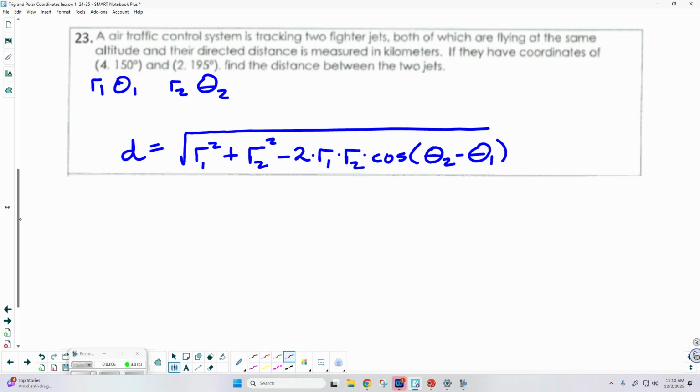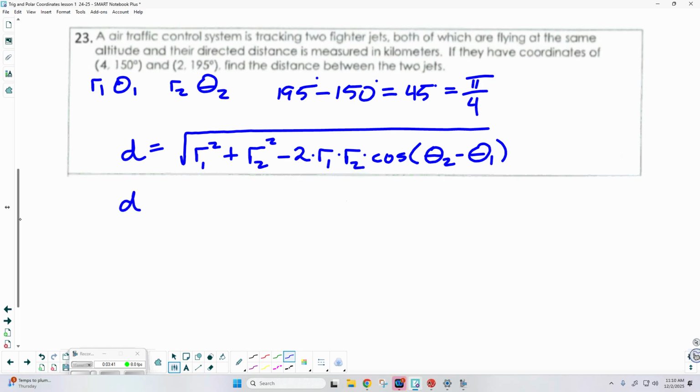Now, this formula will work whether you're given degrees or radians. I would encourage us to work in radians. That way we don't even have to change the mode. So let's take the difference: 195 minus 150. What's that going to give me? 45 degrees, and that's really easy to work with. That's pi over 4 radians. We could have changed 195 and 150 to radians and subtracted them, but it's just way faster to do it that way.